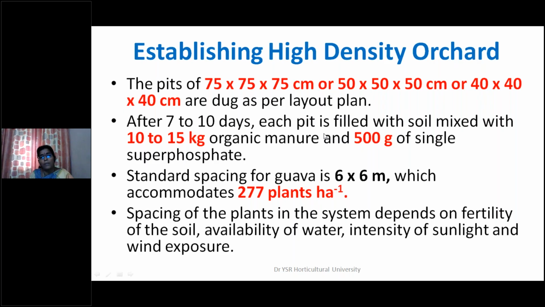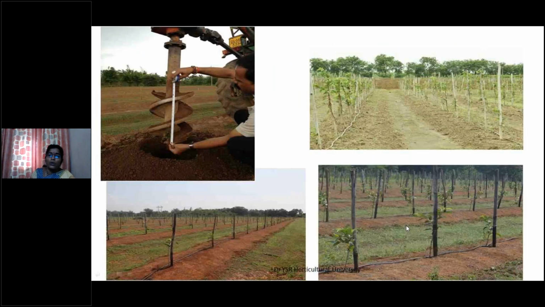After digging the pits, the topsoil should be mixed with 10 to 15 kgs of organic manure. It may be farmyard manure or vermicompost. It should be mixed with 500 grams of single superphosphate. The spacing which you have to adopt in high density planting mainly depends upon the fertility of the soil, availability of water, intensity of light and wind exposure. You can use a tractor mounted auger for making the pits, so you can reduce the labor cost.